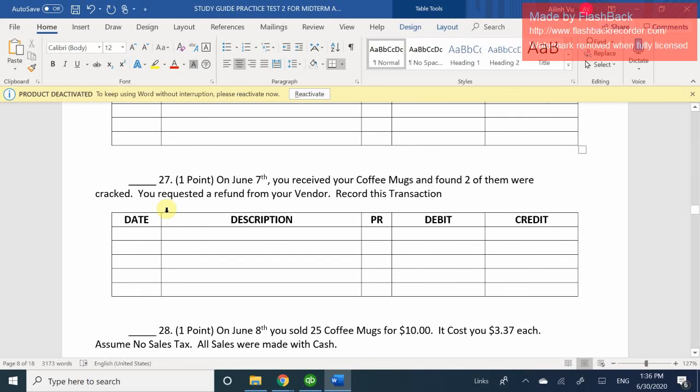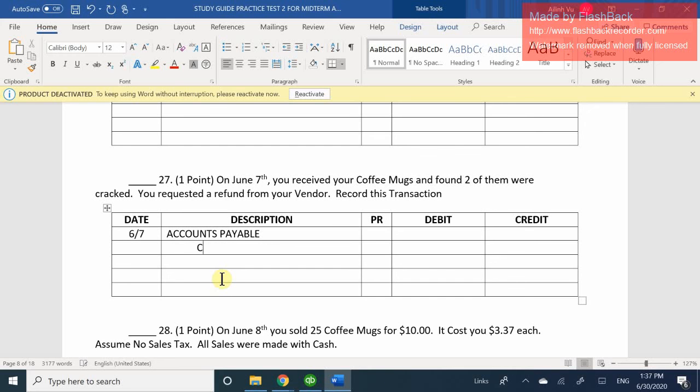On June 7th, you received your coffee mugs and found two of them were cracked. You request a refund from your vendor. Record this transaction. Sales returns and allowances, accounts receivable. Not sales returns and allowances. Did we make a sale? No, we're returning though. Yeah, it's accounts payable for $4.70 and the coffee mugs for $4.70.